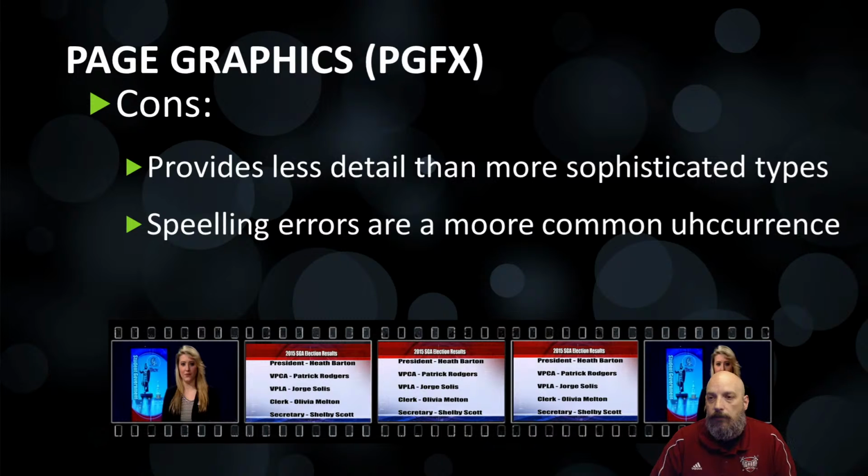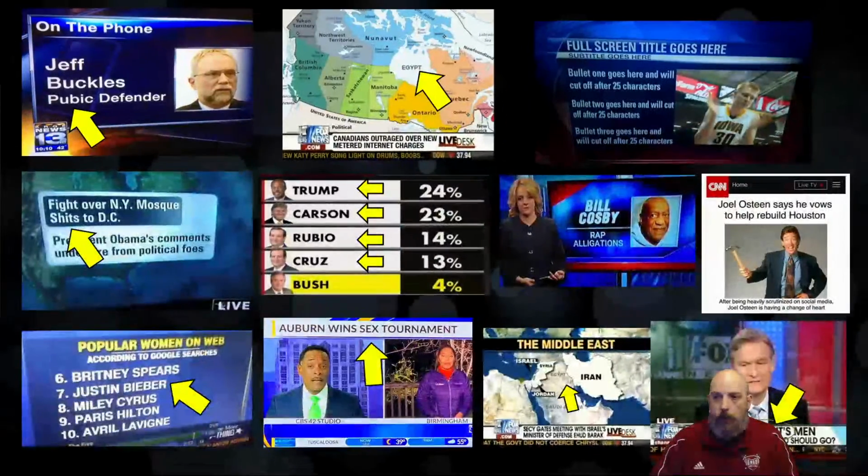Now, the downside to a page graphic, again, is that it provides less detail than more sophisticated types of stories like a VOSOT, a SOT, or a package or a live shot. And another problem is that spelling errors are a more common occurrence. So if you're not careful, you can have a lot of spelling errors that can sneak into your show.